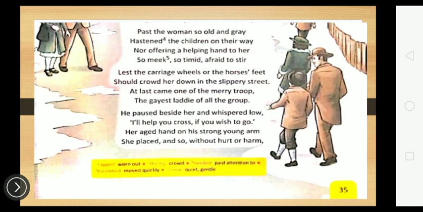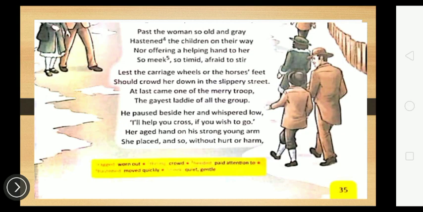Okay, someone is moving quickly. So those children were moving quickly on their way, and they were not paying any attention to this old lady standing there for help, nor offering a helping hand to her. So what message can we find from this? That whenever we see someone in need of help, we should go and help them. But here what was the condition? No one was helping her, no one was ready to help her.